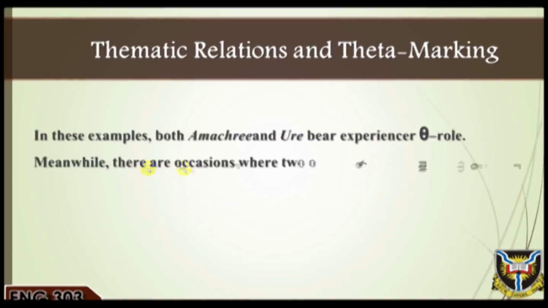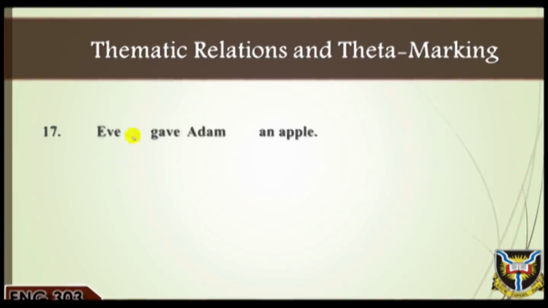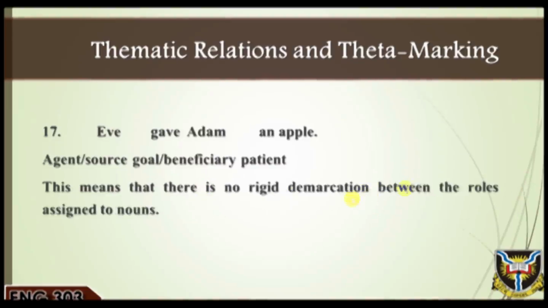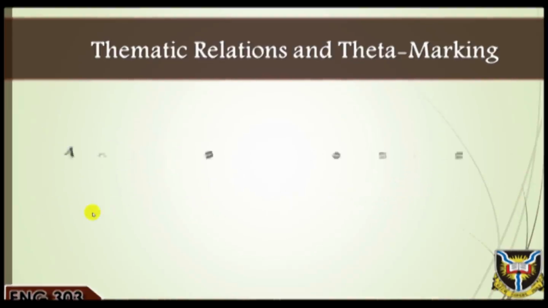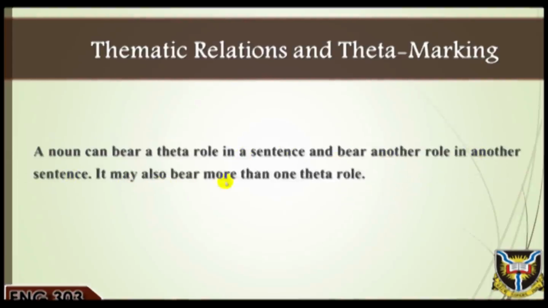Meanwhile, there are occasions where two or more theta roles are assigned to an argument, as in the following. 17. Eve, agent, gave Adam an apple. Source, goal or beneficiary, patient. This means that there are no rigid demarcations between the roles assigned to nouns. A noun can bear a theta role in one sentence and bear another role in another sentence. It may also bear more than one theta role.